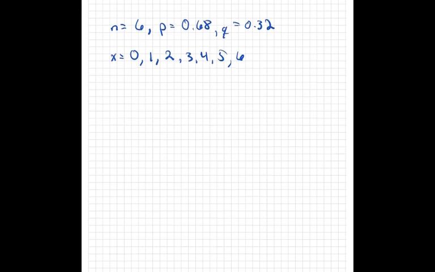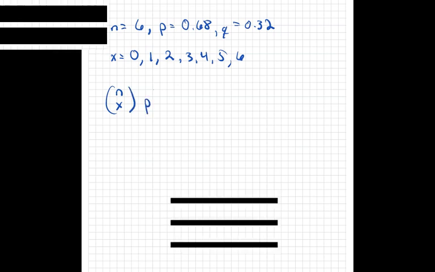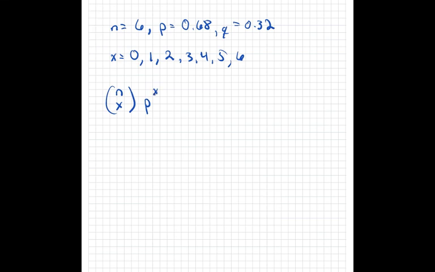All right. So again, the binomial formula, we're going to say n choose x times probability of success p to the power of x times q to the power of n minus x. And this is for each x. This is the probability p of x, right?